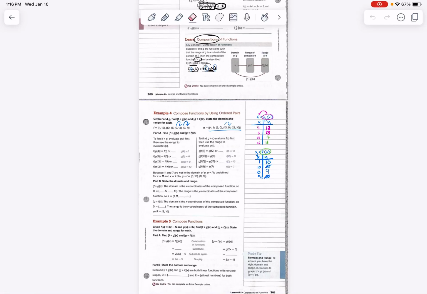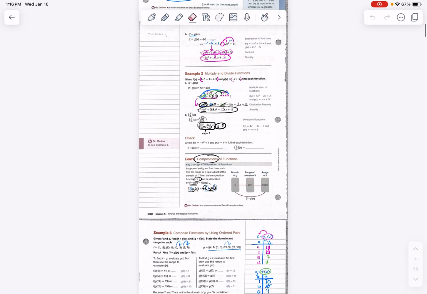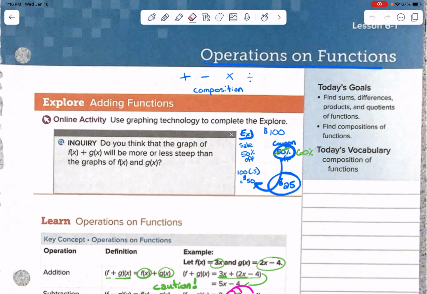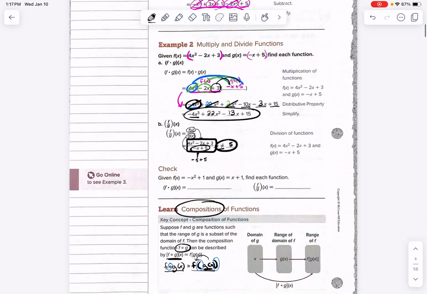Okay, Algebra 2. On Friday we started this section, which is 6.1, and it was operations on functions. We talked about adding, subtracting, multiplying, dividing, but then we also talked just briefly about composition. Composition, yeah, I did spell that right. Composition is what we're going to finish this section out by doing today, because I think we have like 2 examples left maybe.